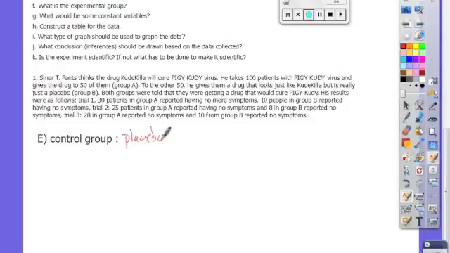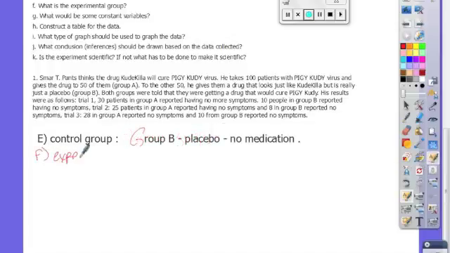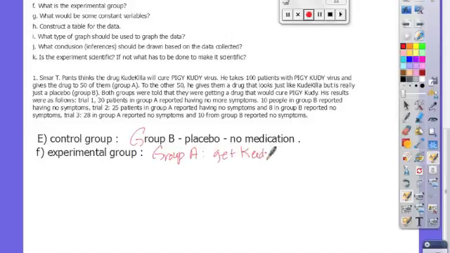The people in the placebo group are group B. Experimental group, F, is the one that has the independent variable. So in this case, it will be group A, because they get the cootie killer. G, what is the constant variable?